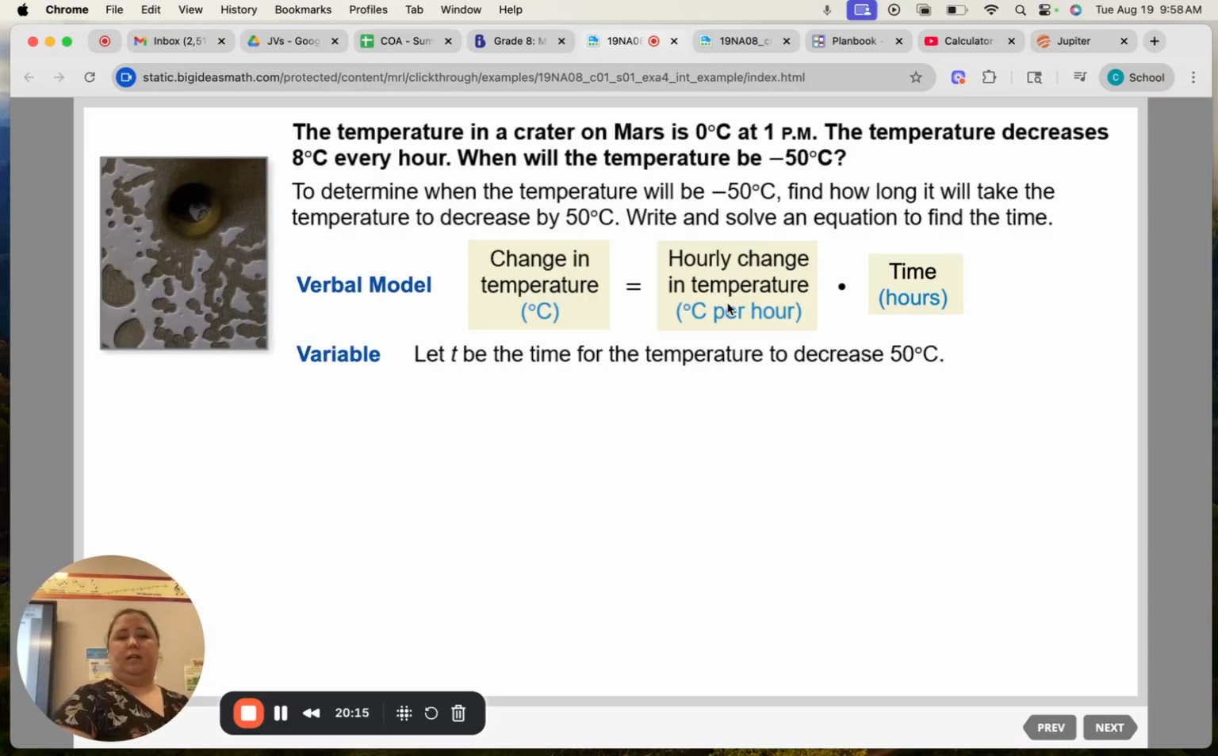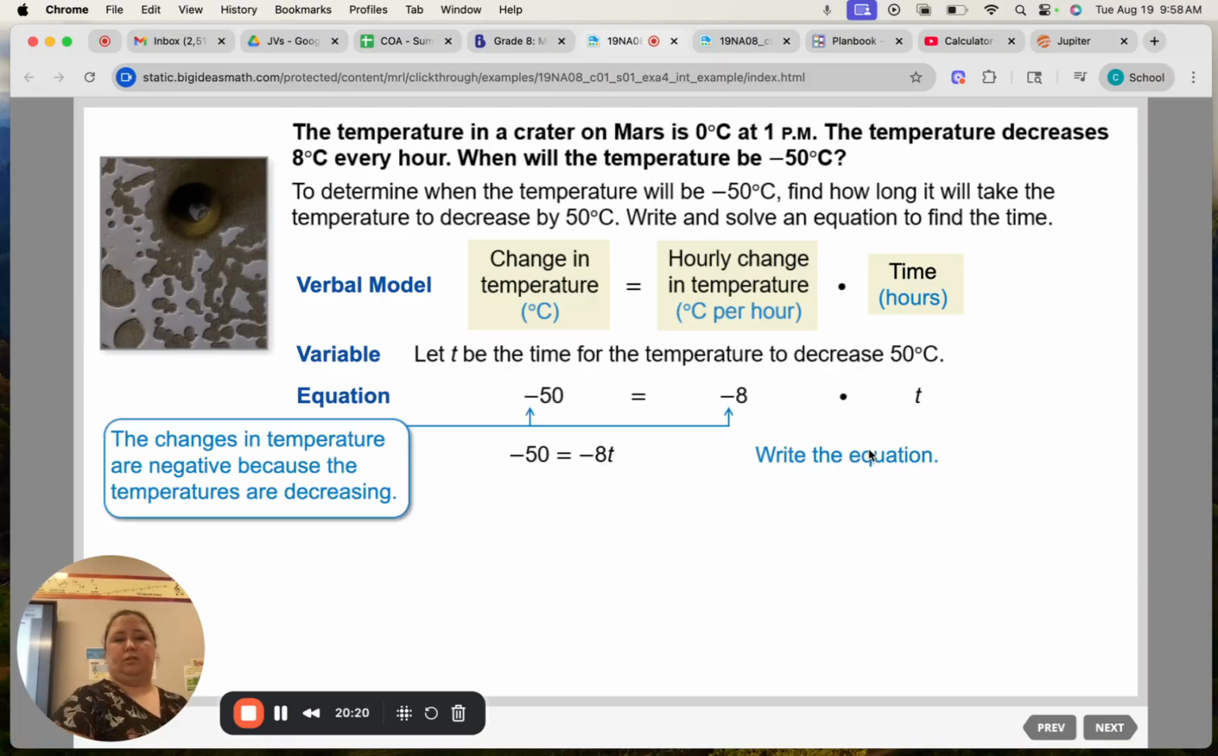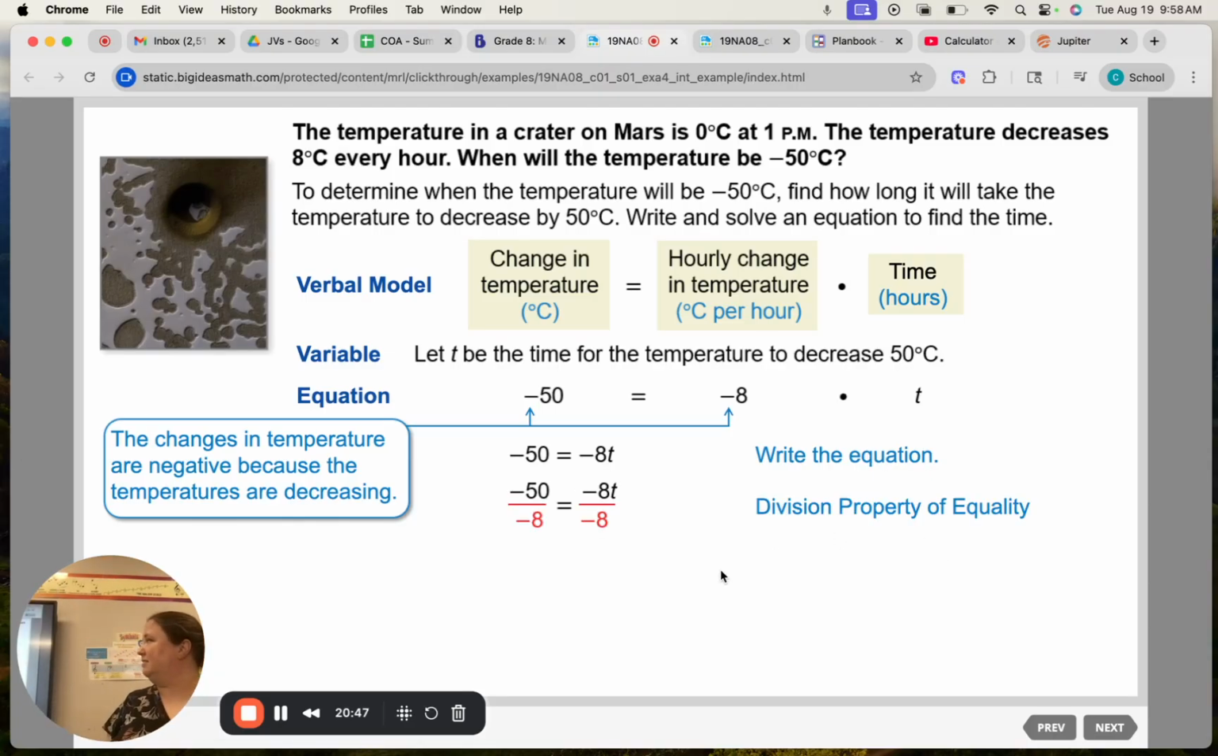So here's how you're going to write your equation. So write this in your journals. Negative 50, because that's what we're trying to get to. We're trying to find negative 50 equals, we know it's changing how fast, negative 8 times t, meaning we need to know how long it takes. Can I solve that, negative 50 equals negative 8t? Can I solve for t? Yeah. How do I solve for t? You divide the negative 8 by negative 8 and the negative 50 by negative 8. Excellent. Divide both sides by negative 8.